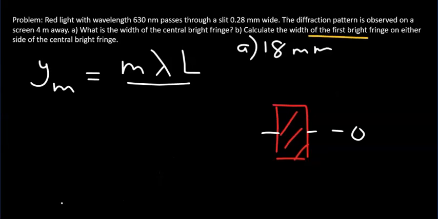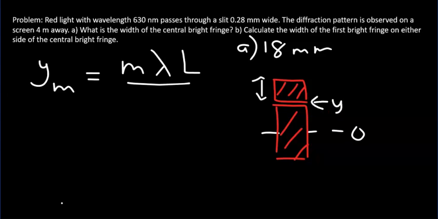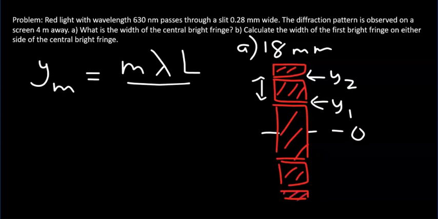Part B, calculate the width of the first bright fringe on either side of the central bright fringe. So that means the width of the next bright fringe after the central bright, that one. So what is that distance? So now we know this is y1, so that has got to be y2 because that's where the third bright fringe occurs. And the same thing occurs on the other side. That's the second bright and this is the third bright. So it's sufficient for us just to consider one side. So let's look at the top one.